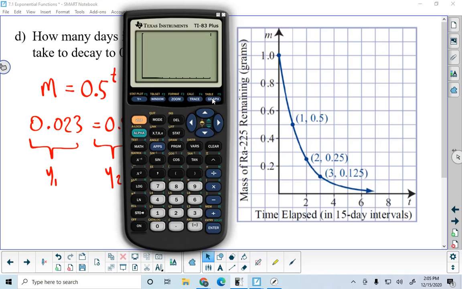So when I graph this, it happened quick, but there's that 0.023 which was graphed, and then there's that other exponential function. To find the intersection point, we go to our calculate menu and choose intersect, and go enter, enter, enter. About t equals 5.4422.